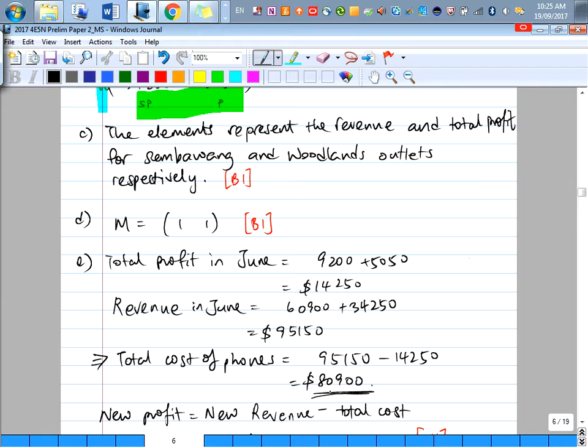Okay, and how we do that is I find the profit in June 1st. Then I find the revenue. Your revenue minus the profit must be your total cost of the phones. This is the fixed value, regardless whether it is in which month is it, whether it is June or July or whatever. The total cost of the phones that you paid will be a constant.